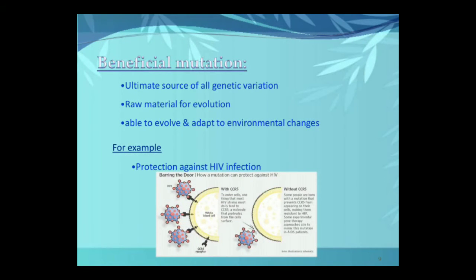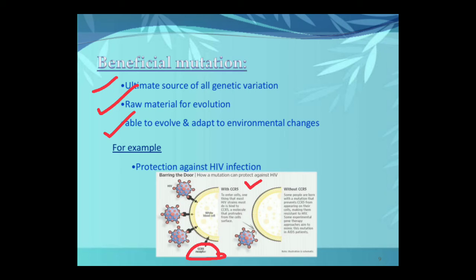We are going to focus on beneficial mutation. It is the ultimate source of all genetic variation, the raw material for evolution, and it helps organisms evolve and adapt to environmental changes. Here I have cited one example of beneficial mutation: protection against HIV infection. In HIV infection, there is a chemokine receptor, CCR5, in the body. To enter the cells, the HIV virus has to attach itself to the CCR5 receptor on the cell surface. Only then can it penetrate inside the cell.